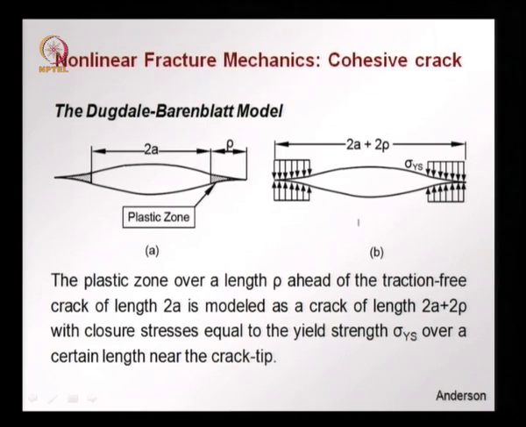So, in these models the plastic zone over the length rho ahead of the traction free crack of length 2a is modeled as a crack of length 2a plus 2 rho. Okay. So, this is the whole crack with the closure stresses equal to the yield strength over these ends of the crack.